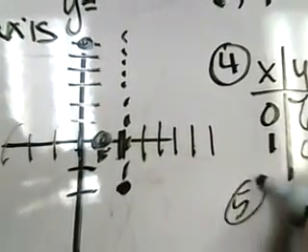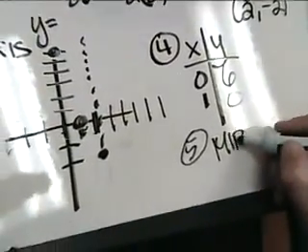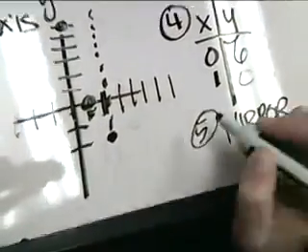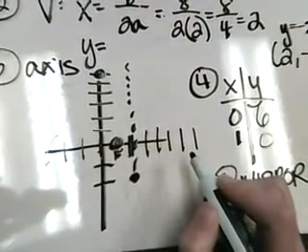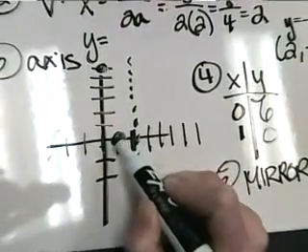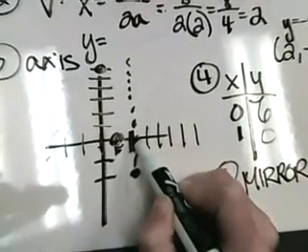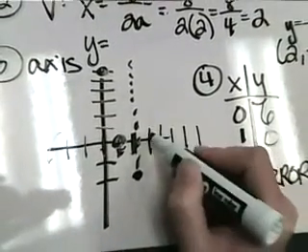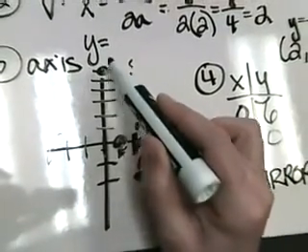Okay, step 5 says that I'm supposed to mirror these points. When I'm talking about mirror, I want to mirror them over the axis of symmetry. So if I look at my axis of symmetry, I ask myself, how far was it to my first point? Well, it was 1 point to the left. So now I'm going to start at my axis of symmetry, and I'm going to go 1 point to the right.